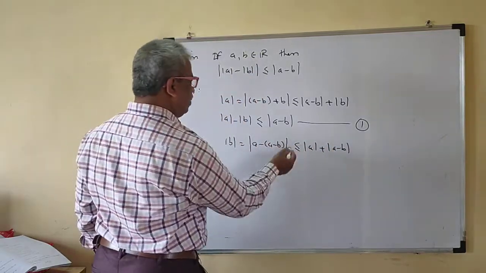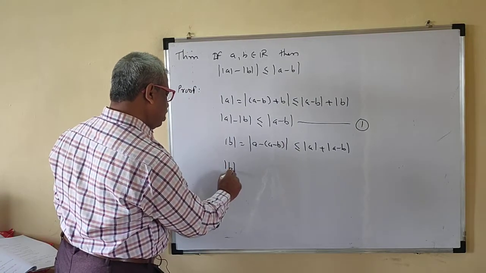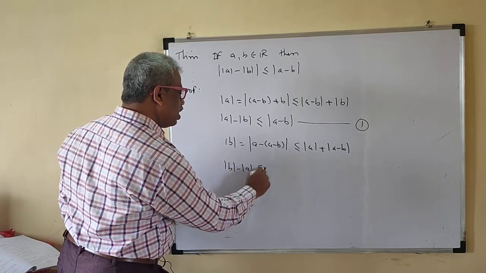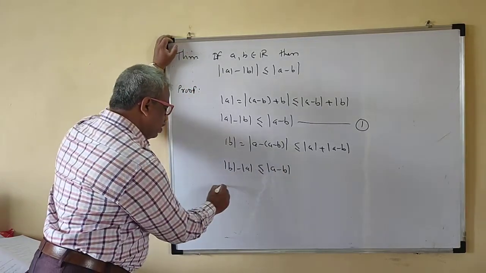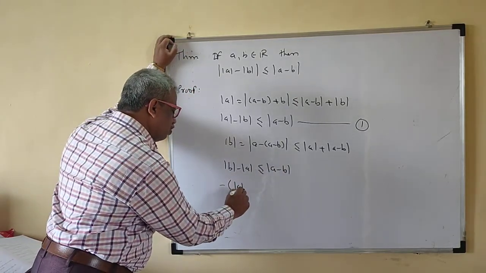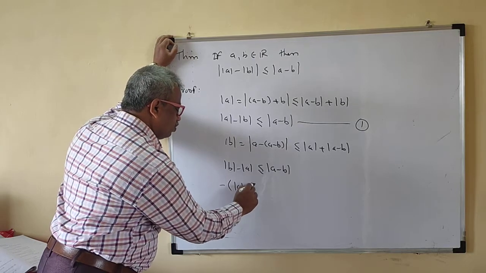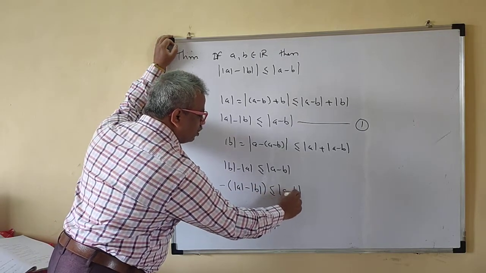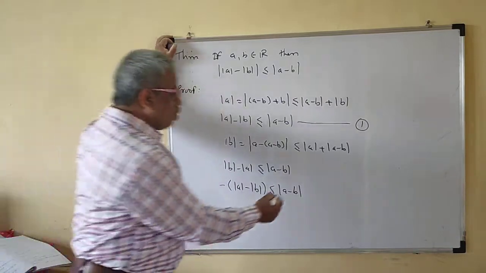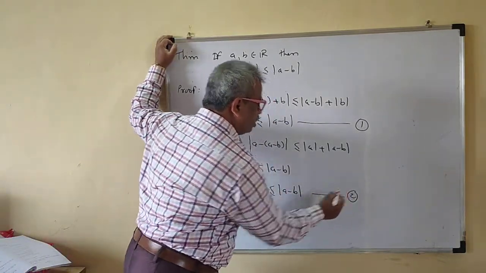Mod of B. I will shift this A to this side. So mod of B minus mod of A less than or equal to mod of A minus B. So I will take minus sign common now here. So I can write this as mod of A minus mod of B less than or equal to mod of A minus B. I call this as 2 now.